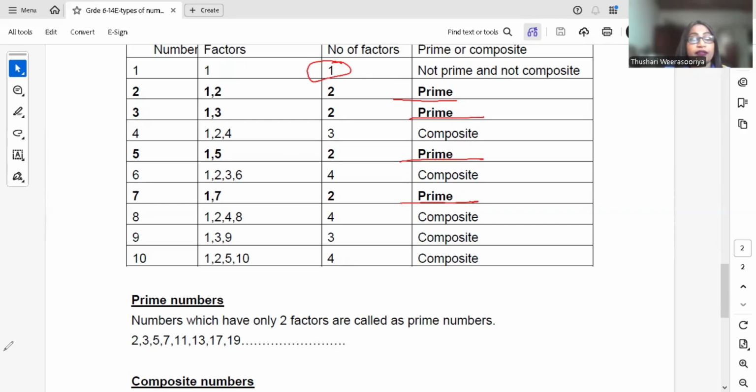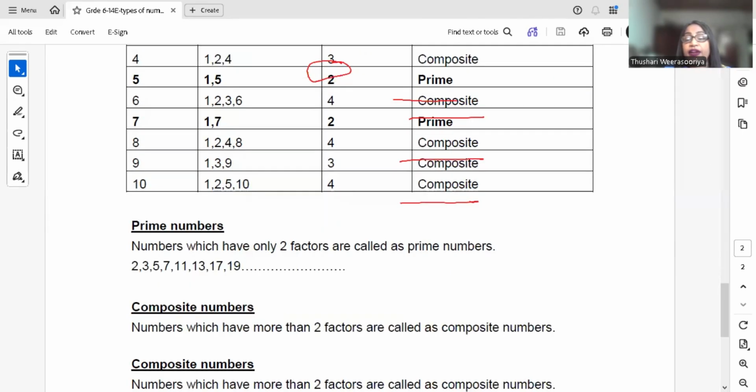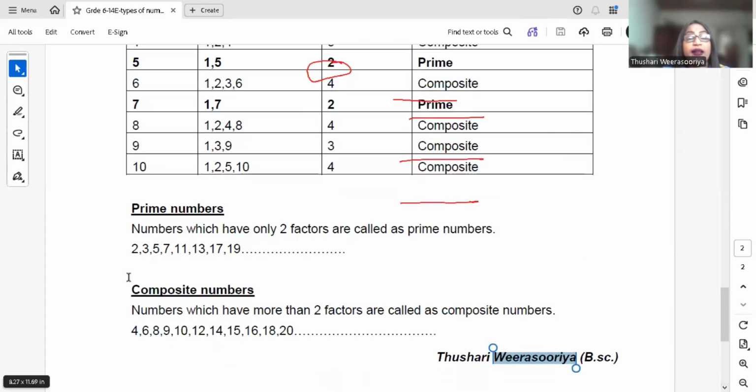Right? Now, then what is a composite number? A number which has more than two factors. More than two factors is called a composite number.